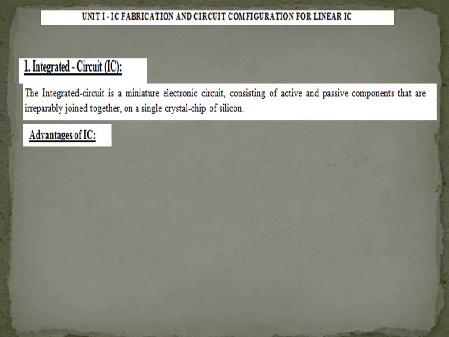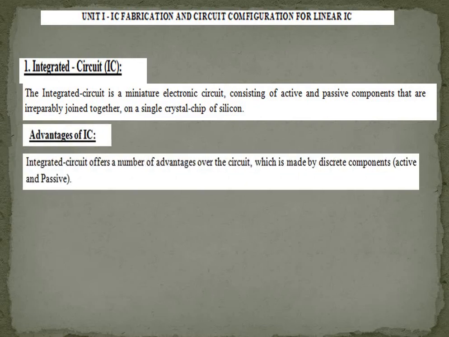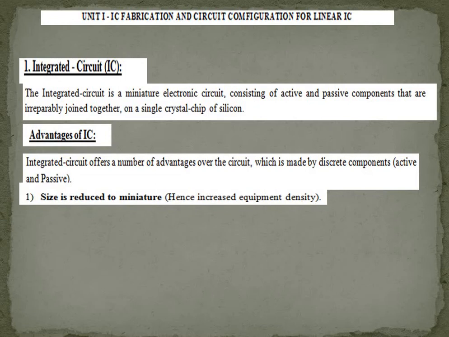Now let us see the various advantages of integrated circuits. Normally the integrated circuits have a number of advantages over the discrete components. This is the first advantage. Size is reduced to miniature. In this point, we are going to discuss the size of the integrated circuits. Normally the integrated circuits are very small in size. We are fabricating millions of components on a single chip of silicon, so the equipment density or packaging of components will be increased.